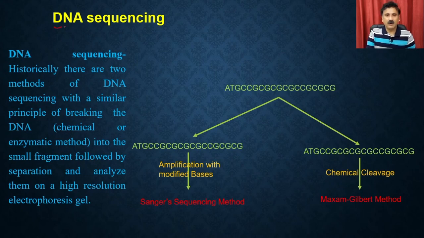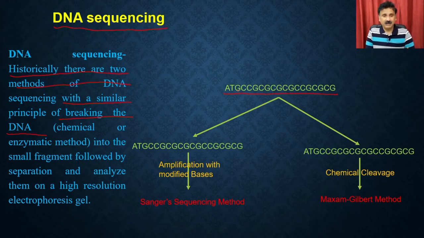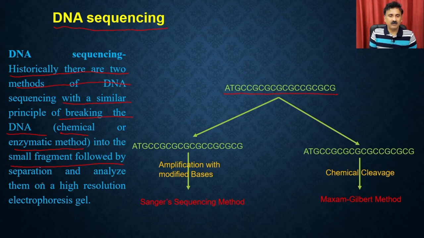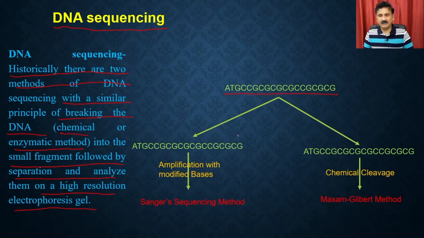Now, if you want to do DNA sequencing, for example, this is the DNA that you have and you want to sequence it, you have two options. Historically, there are two methods of DNA sequencing with a similar principle of breaking the DNA. First, because it is not going to be single stranded DNA, it is going to be double stranded DNA, you have to break the DNA, either by a chemical method or an enzymatic method, into small fragments, followed by separation and analysis on a high resolution electrophoresis gel. So you have two methods. One, you are going to break this into two parts.